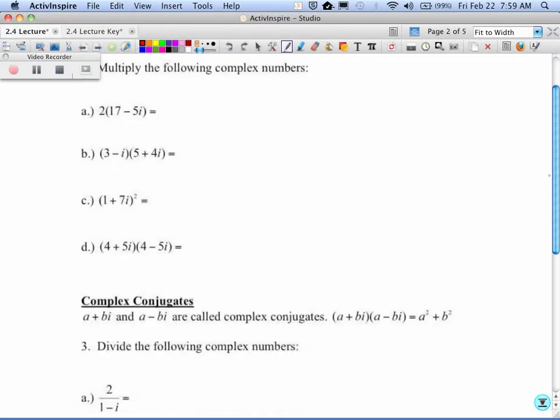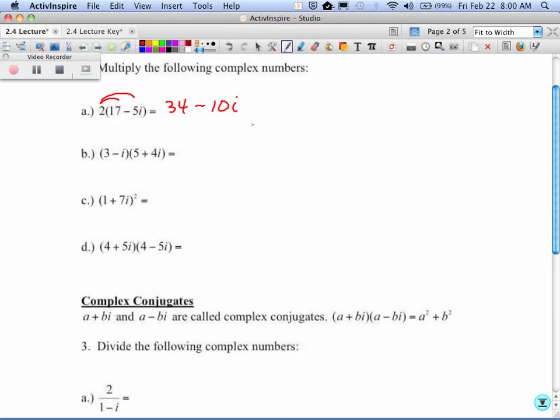So we'll start out by distributing. Two times 17 is 34. 2 times -5 is -10. That's pretty straightforward. What are you going to do in B?